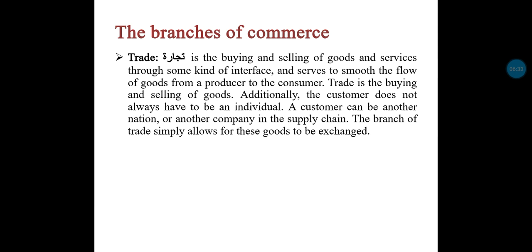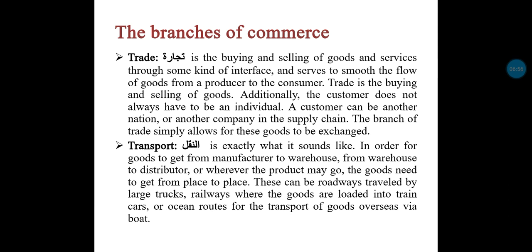The trade is the buying and the selling of goods. Additionally, the customer doesn't always have to be an individual. A customer can be another nation or can be another company in the supply chain. So the branch of trade simply allows for these goods to be exchanged. Now let's move to the second branch, the transport.